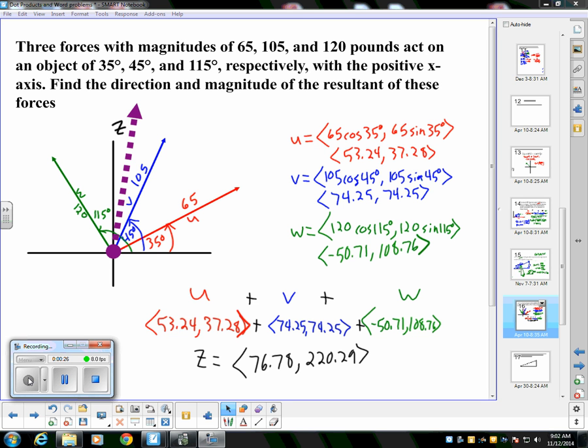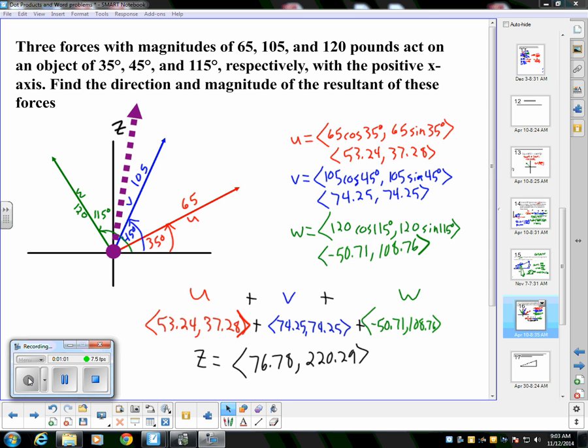Okay, this says 3 forces of a magnitude of 65, 105, and 120 pounds acting on an object at 35 degrees, 45 degrees, and 115 degrees, respectively, with the positive x-axis. So that means I've drawn all my direction angles for each one correctly. So you have vector U in red, vector V in green, vector V in blue, and vector W in green. And all those angles are drawn correctly with the x-axis being the initial ray of that angle. It says find the direction and magnitude of the resultant of these forces.